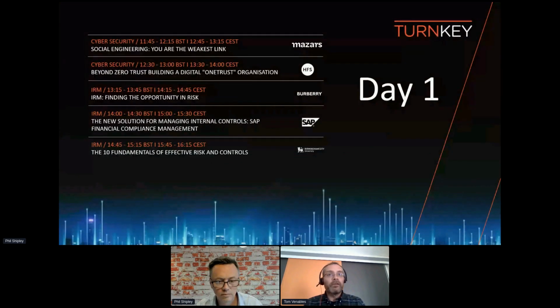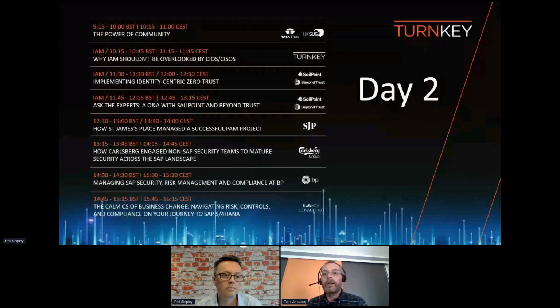So there are interesting sessions all through today, and tomorrow we're really going to focus on the identity part of securing our landscapes. I think it's safe to say that the perimeter now is the identity, and the access that you're allocating to those identities, as Phil has been talking about, is a key part of it.